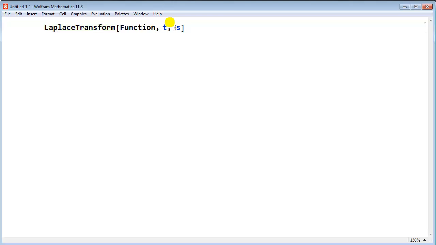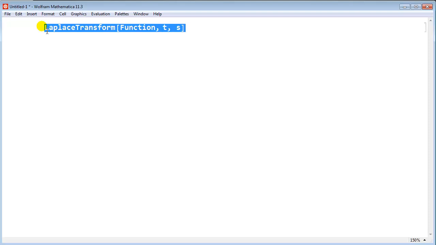If you recall, the Laplace transform takes a t function and gives you an s function. The transform function has the variable s, and the original function has variable t. That's not always required, but that's usually the norm, so I'm going to stick with that. So this is the command to take the Laplace transform of a function in Mathematica.